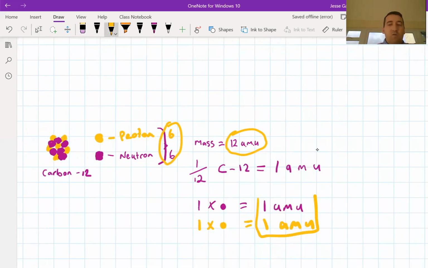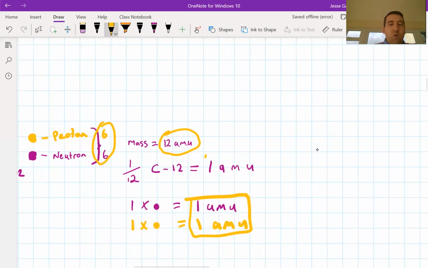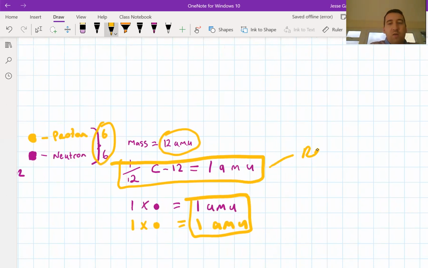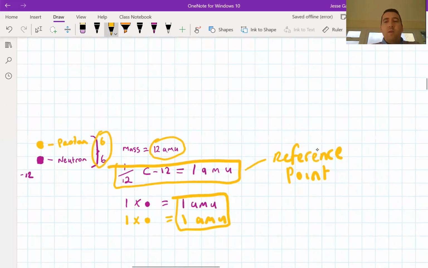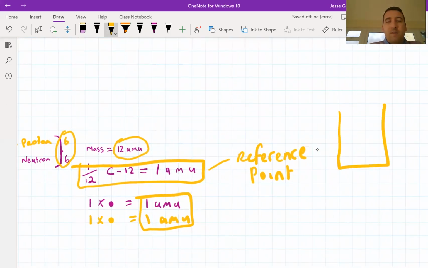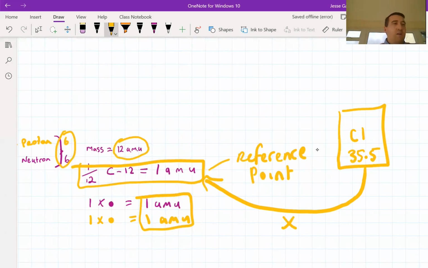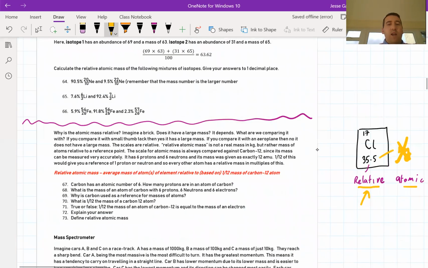And this is the reference point: 1/12 of the carbon-12 atom. This is a reference point for all other atoms. Which means that when we say that our chlorine atom, Cl, has a mass of 35.5, it's 35.5 times the mass of 1/12 of the carbon-12 atom. And this gives us this really complicated definition for what relative atomic mass is.